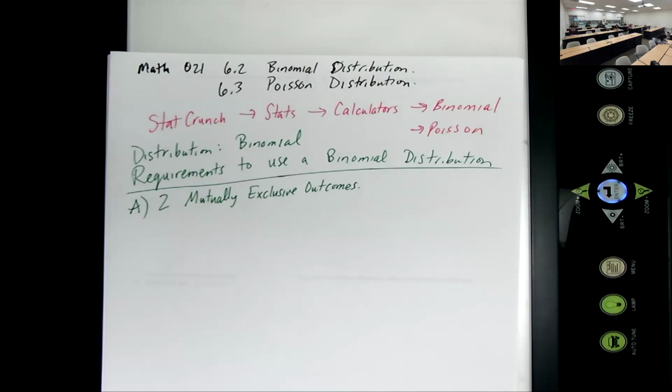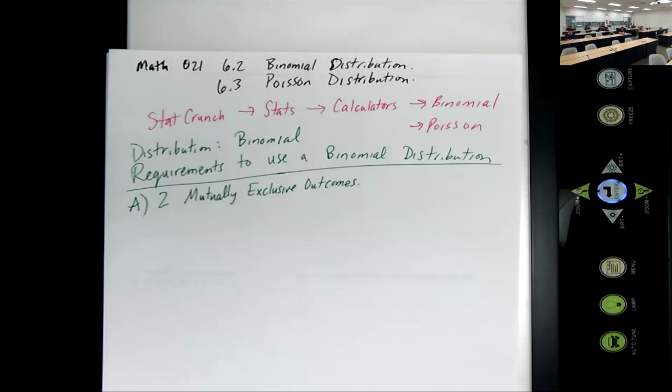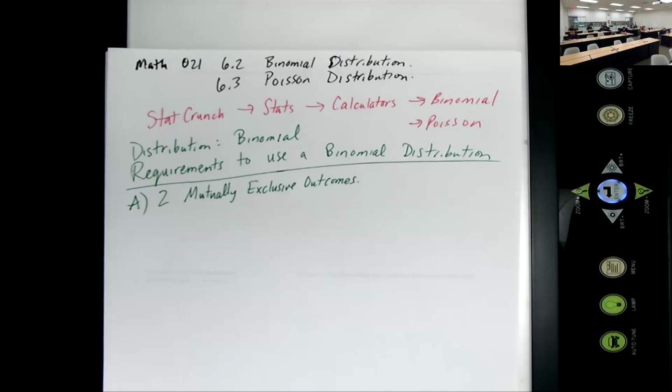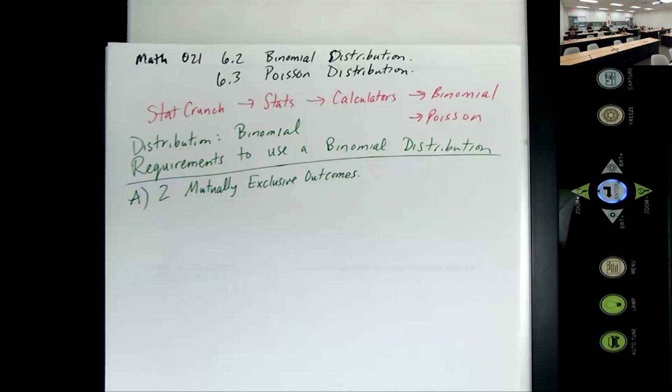Now you can almost always word any problem in terms of two. Even if we're rolling dice and I ask, what's the probability of getting a 7? I can say 7 or not a 7. So that's two different groups, even though there's really 10 different outcomes you can get: 2, 3, 4, 5, 6, 7, 11.